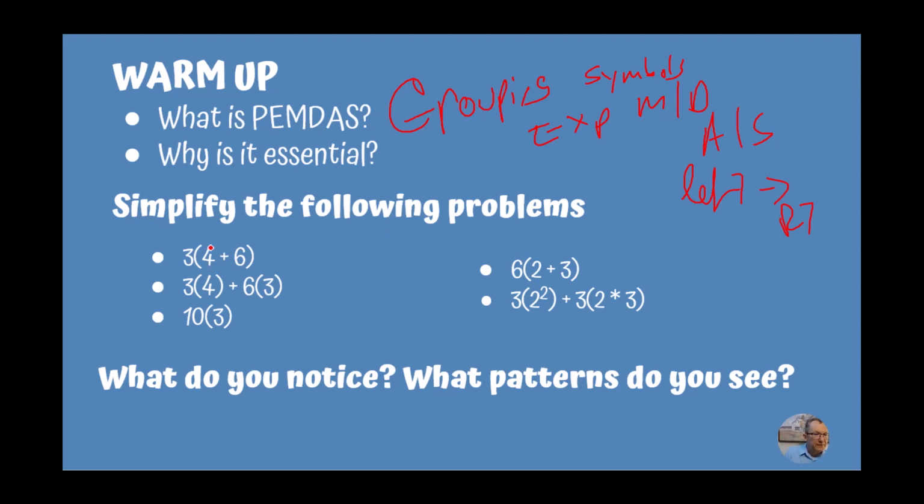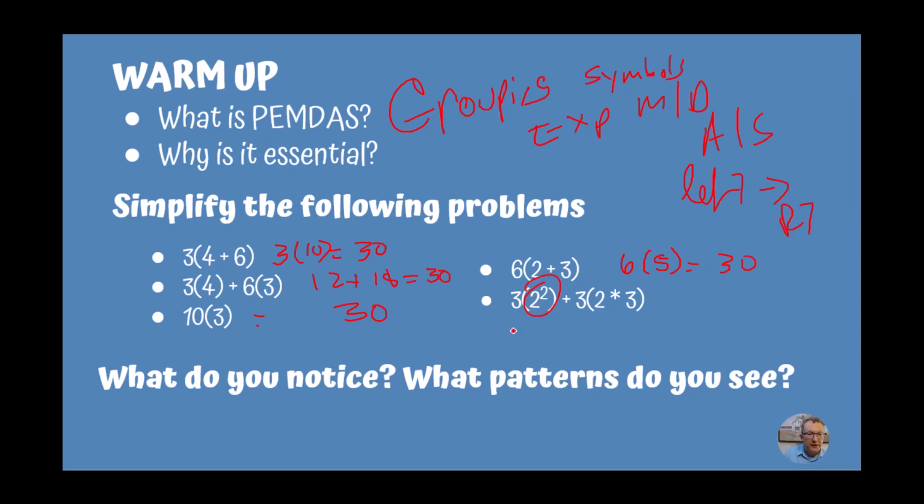This all works the same direction that we read, which is from left to right. Now let's simplify the following. Well, 3 times 4 plus 6. 4 plus 6 is 10, so you should have got 30. Here you've got 3 times 4, which is 12, and then you add 6 times 3, which is 18, which is 30. Here, 10 times 3 is 30. You've got 2 plus 3, which is 5. 6 times 5, well, that's 30.